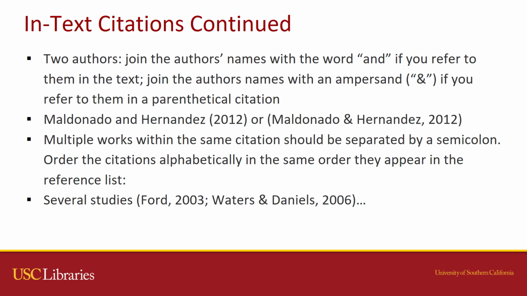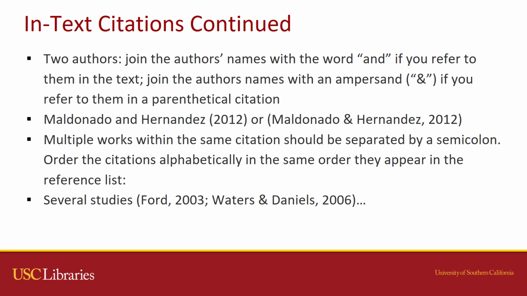Although the source type doesn't impact how you format your citations, there may be some variations due to the number of authors or the lack of an author. When you have two authors, you separate the authors in the narrative citation using the word and, but a parenthetical citation uses an ampersand. The two examples on the slide demonstrate how it's formatted.